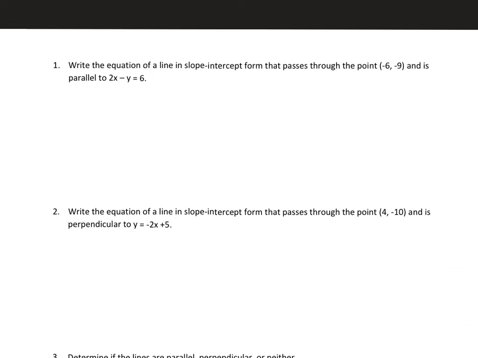Okay, so now we are on the second page, number 1. It's asking us to find the slope of a line in slope-intercept form that passes through this point that is given and is parallel to this line. So the first thing that I'm going to do is write down this line, but I'm going to put it in slope-intercept form.